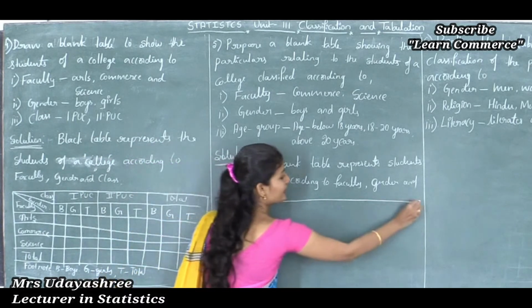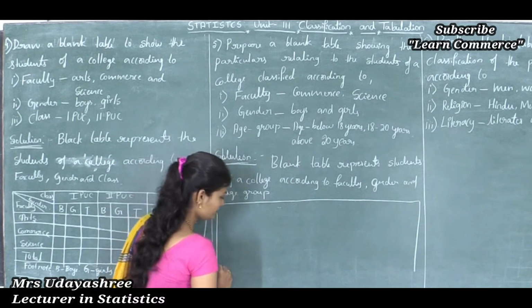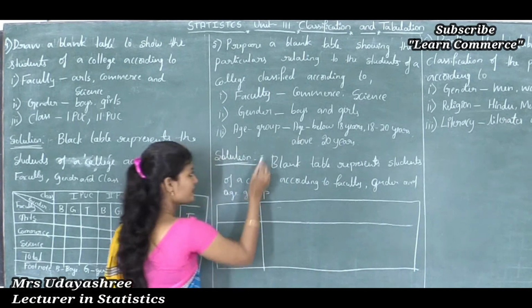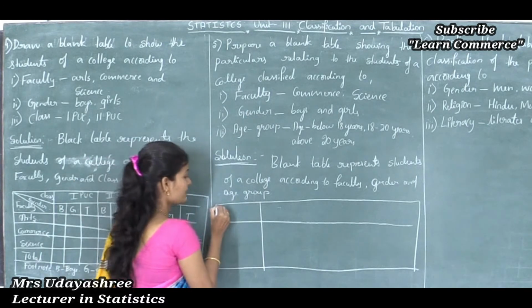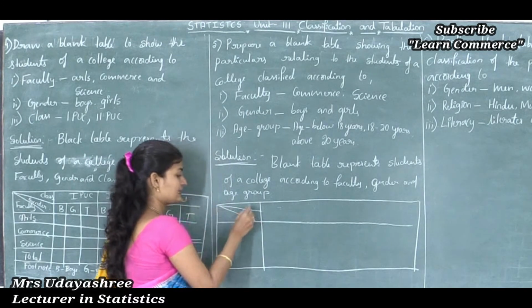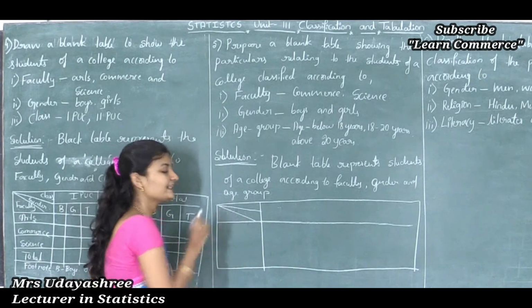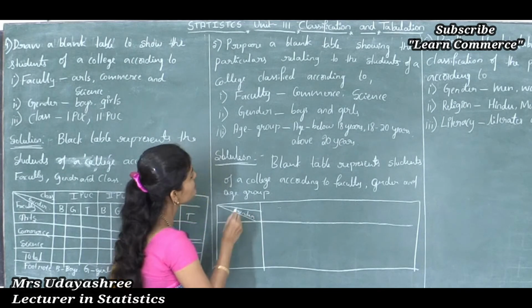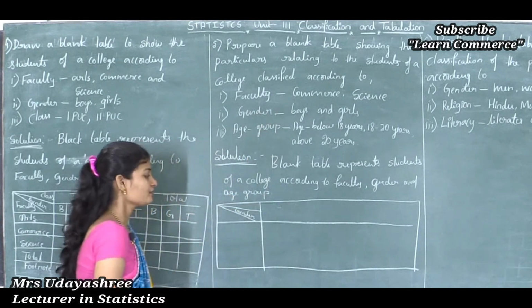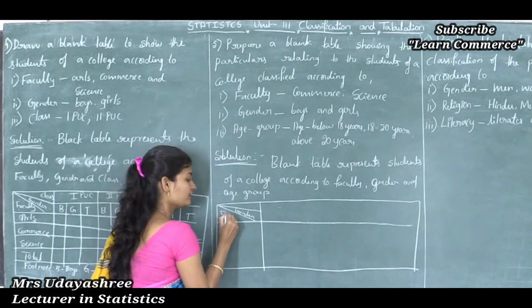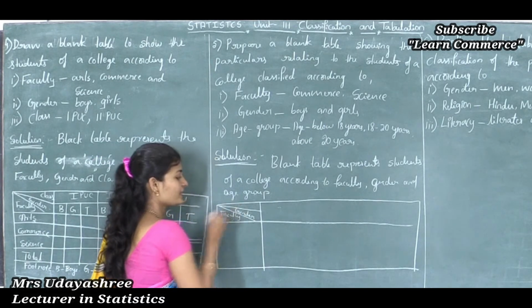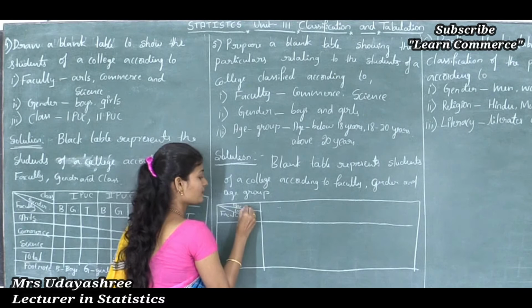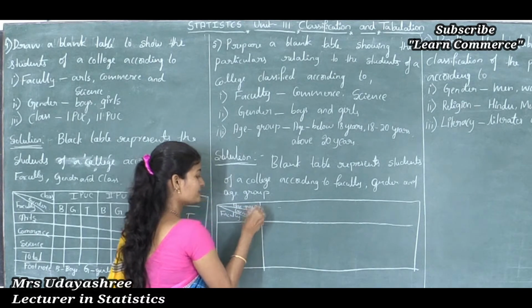Next, let's see how to prepare the tabulation according to this classified data. See here there are three classifications, therefore I will divide this column into three parts. As usual, in the middle part I will write gender. Next, faculty and age group are there. For our convenience I will write faculty here. You can write here also. Next the remaining term is age group, so I will write here. You can write this one here also.